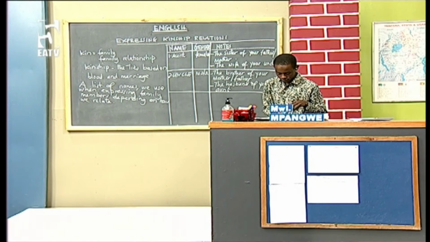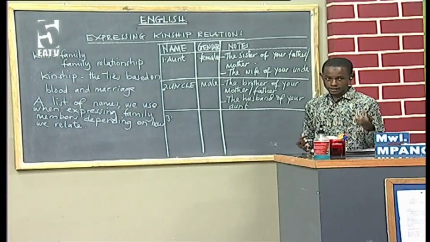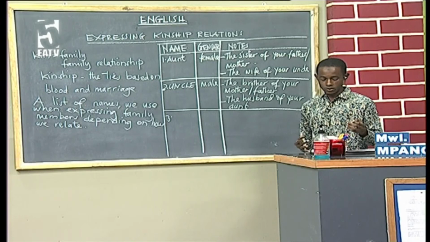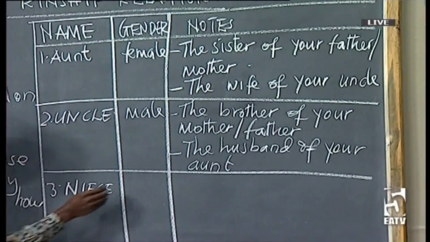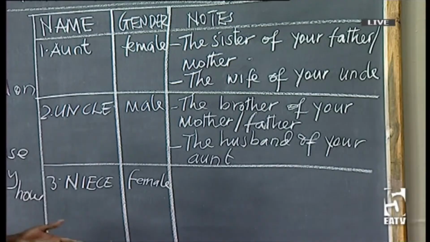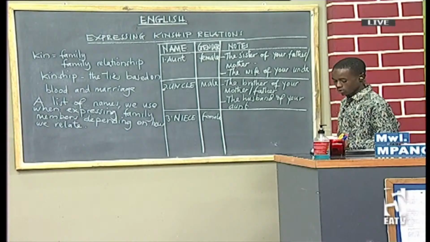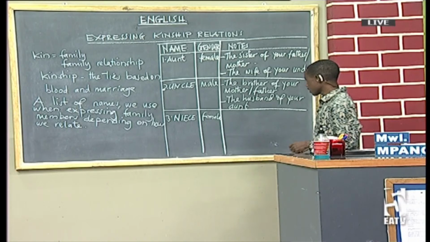Number three is niece. I said niece and female confuse many students. So niece, who is niece? Niece, first of all, when we look at gender, is female. Niece is female. And niece, we say, is the daughter of your brother or sister.